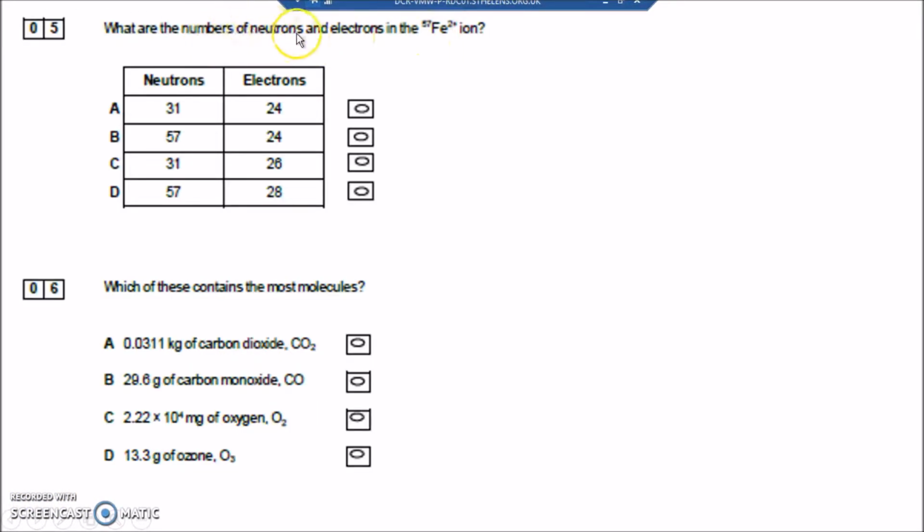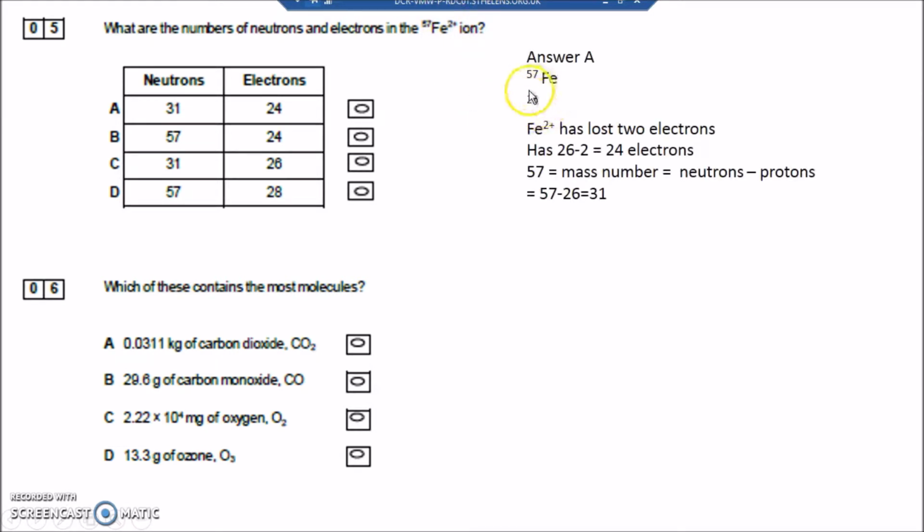Question number 5. What are the numbers of neutrons and electrons in a 57Fe2+ ion? So it's lost 2 electrons to become 2+. If you look it up in the periodic table, the atomic number is 26, 57 is its mass number. So the number of neutrons is 57 take away 26, which is 31. So it could be either A or C. And it's had 26 electrons, but it's lost 2 electrons to become 2+, so it's got 24. So your answer is A.